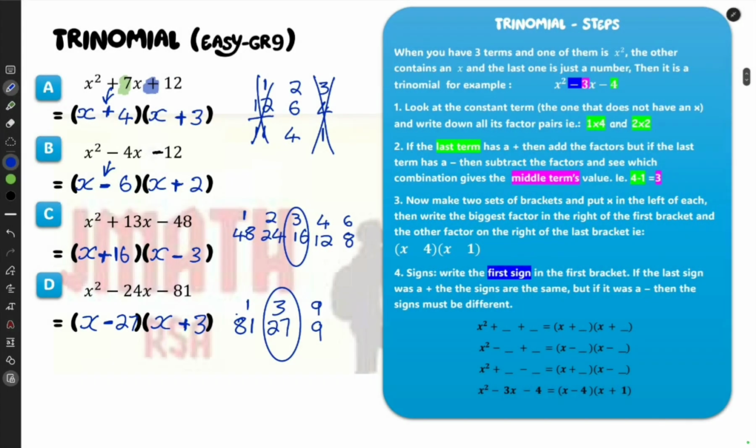That's the video on easy trinomials. Like I said, if you just follow the steps that I did with each question, I'm sure you're going to get it. But if you need the official steps, just read the block to the right.